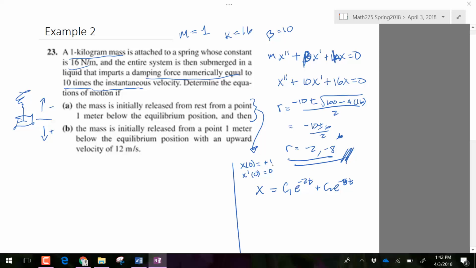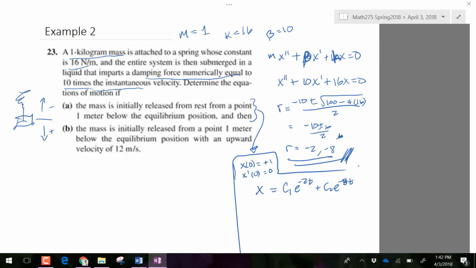Josh? It's usually the convention for this particular textbook. Yeah. So if you're using feet and pounds for those types of problems, 32. All right.